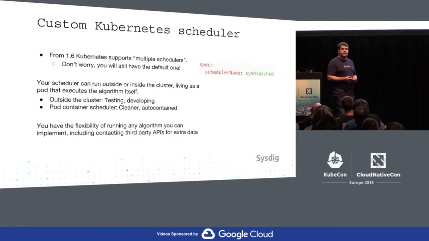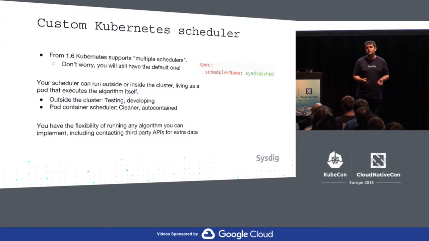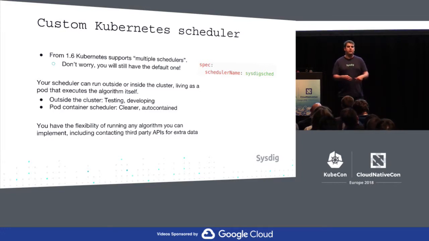So from Kubernetes 1.6, you have multiple schedulers at the same time. So you don't have to go and replace the default one. You just have additional schedulers in the same cluster. Okay, this is very important. You will see why. This custom scheduler can run outside. You can directly contact the API and run it outside the cluster, or run it inside as a pod.